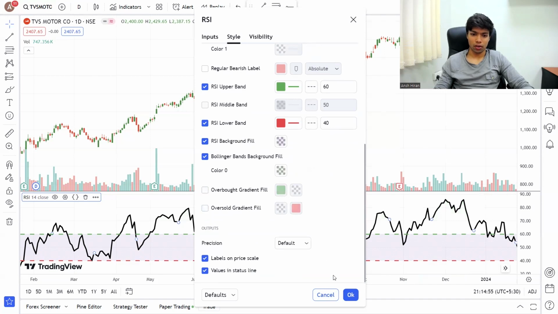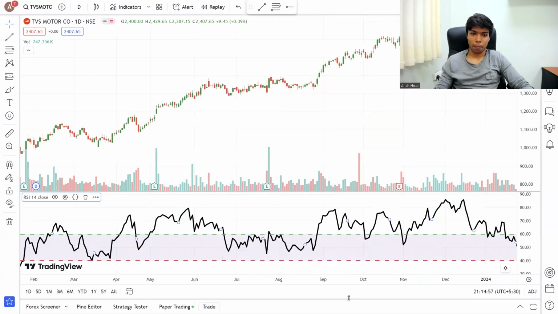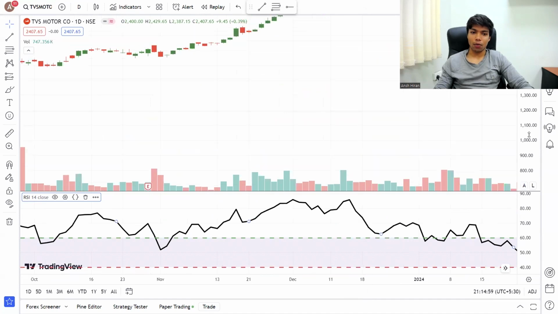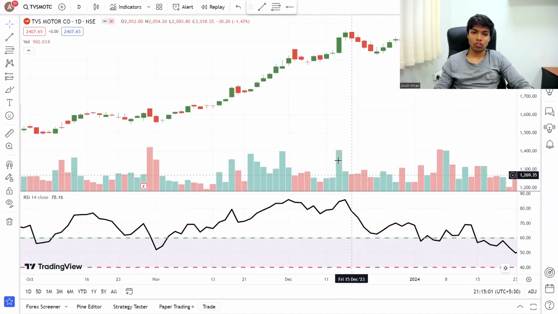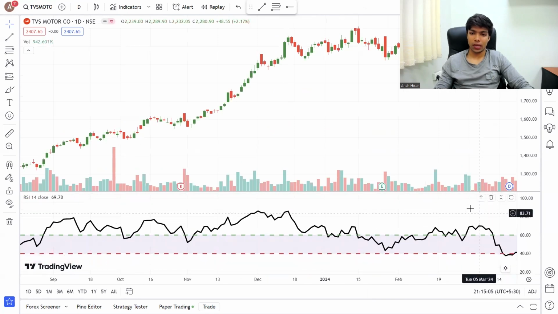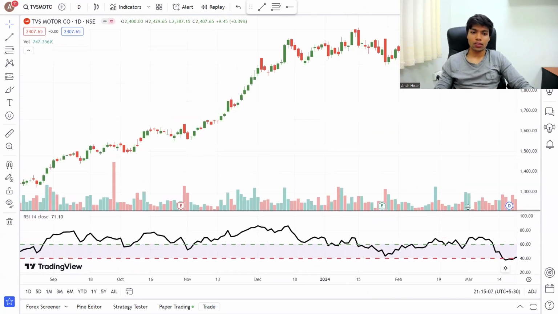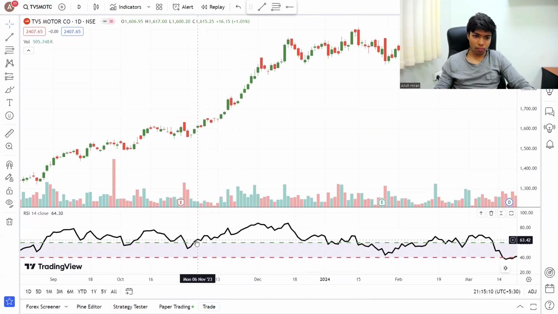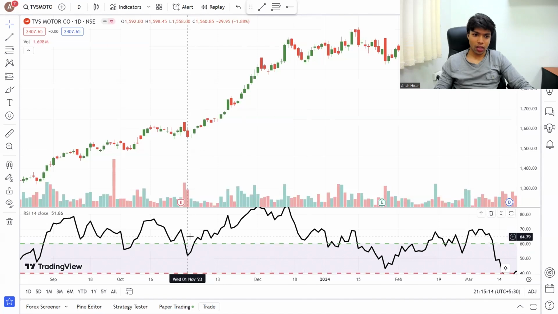We don't need any of that. Now this is our unconventional RSI, the 60-40 RSI, or proper momentum indicator. Now, what does this say? Whenever the RSI goes above 60, this is the 60 line, it gains bullish momentum.